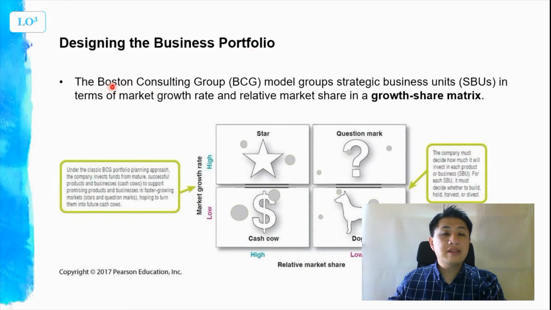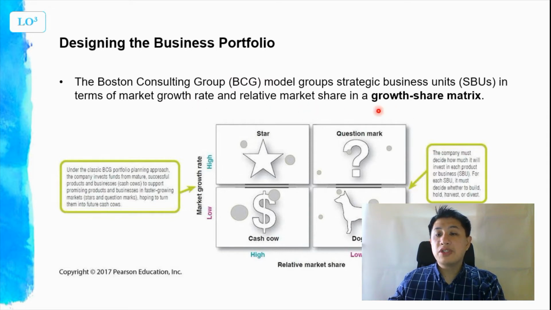Going next, we look at designing the business portfolio. The Boston Consulting Group, a consultancy firm, has a model we know as the growth share matrix. The growth share matrix allows us to define a business portfolio by looking at the market growth rate as well as the relative market share.